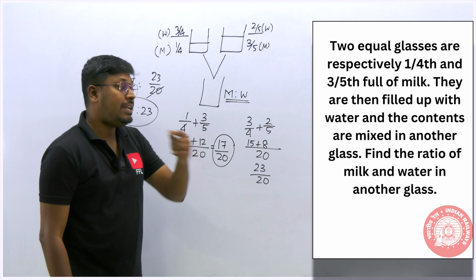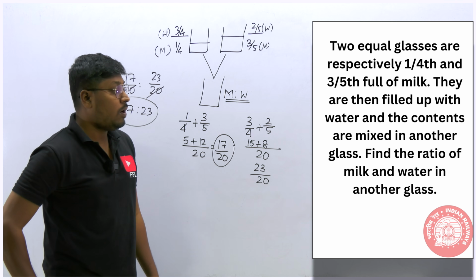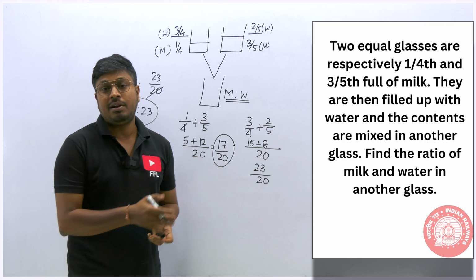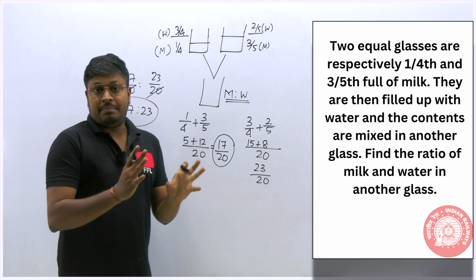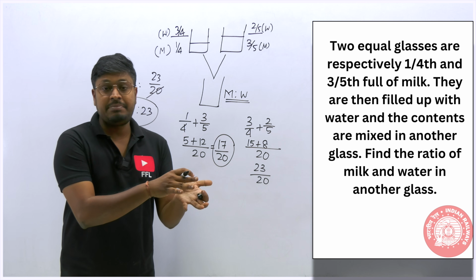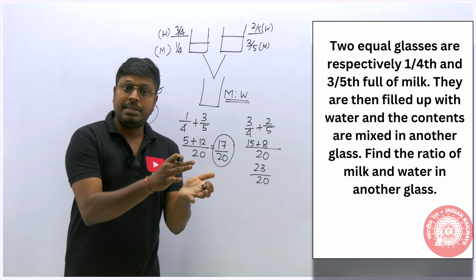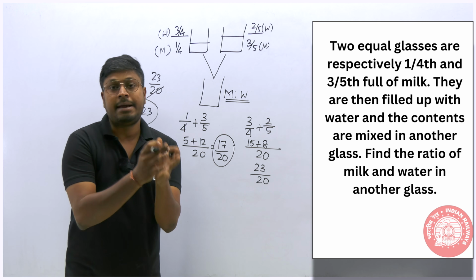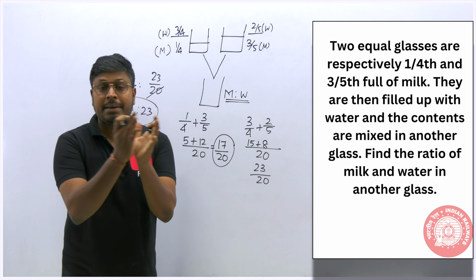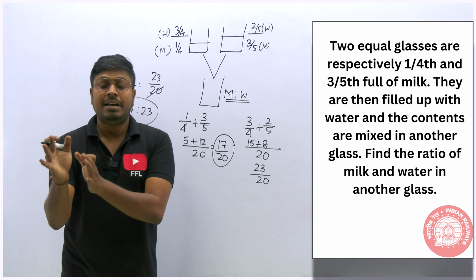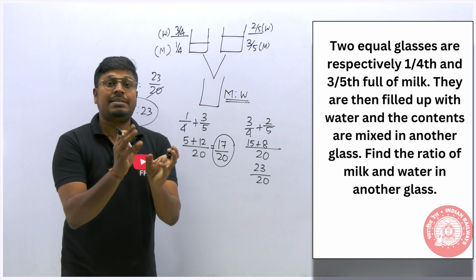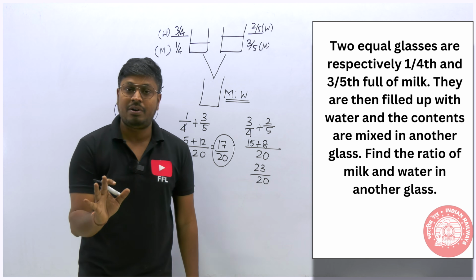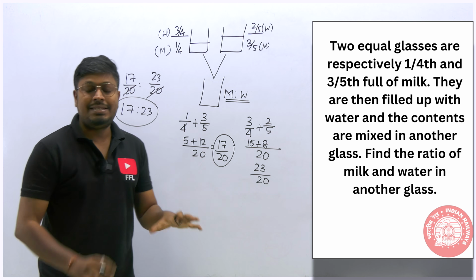We have to find finally the ratio of milk and water in the other glass, that means the new glass. See, it is very easy. In alligation mixture, unlike boats and streams or time and distance, we don't have formulas like time and work. Time and work, pipes and cisterns, and alligation mixture all come on the same concept. Here also you can solve most of the questions without a formula. I have not used any formulas here, just a basic concept.